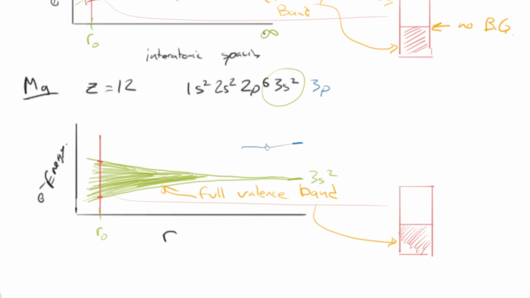But as it approaches equilibrium interatomic spacing, what happens is it crosses over and overlaps with the valence band. Overlaps with the valence band.